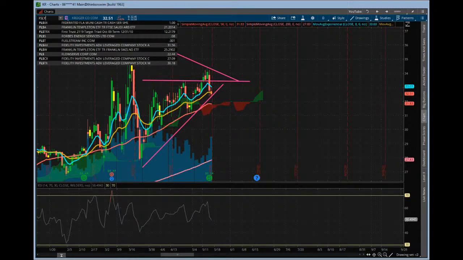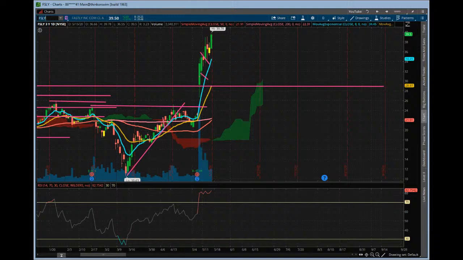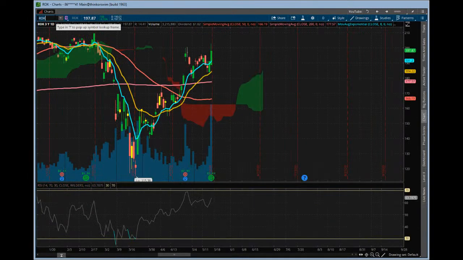FSLY. Yeah, this one's just been strong. Another inside day up. You know, we thought it might give you a little bull flag right here, but it broke out of that. Then it's breaking out above here again. This thing's just epic right now. Just a big move right there. Decent volume on Friday, so see if it gets more follow through to the upside. And then the Rock.